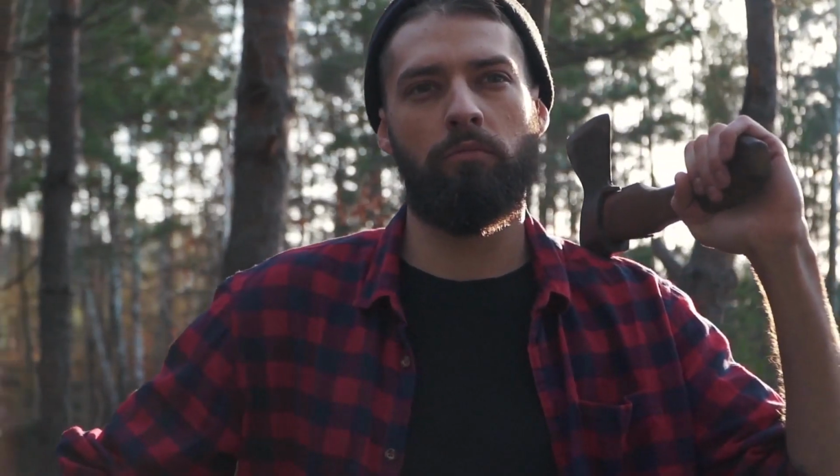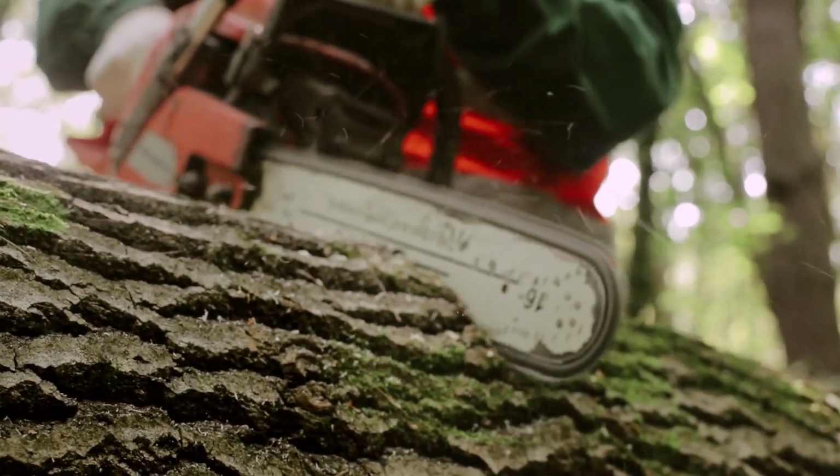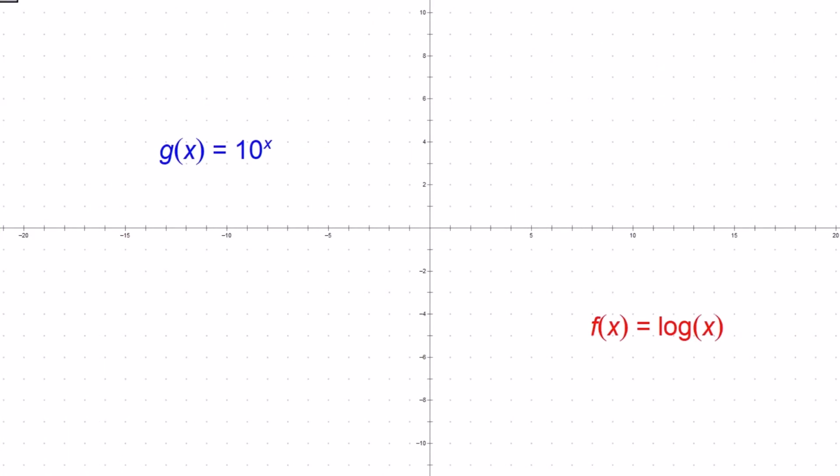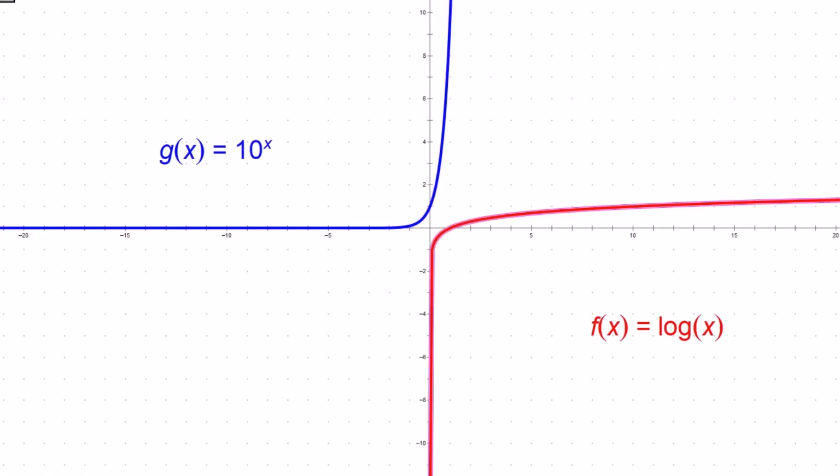So here we are working with logs, and they aren't wood. It's a tool that we use to solve equations. Let me show you a picture. Let's graph 10 to the x power, and let's graph log base 10 of x. You can see these two visually are inverses of each other, but let's check a couple of points.